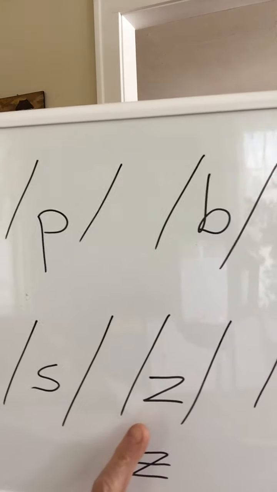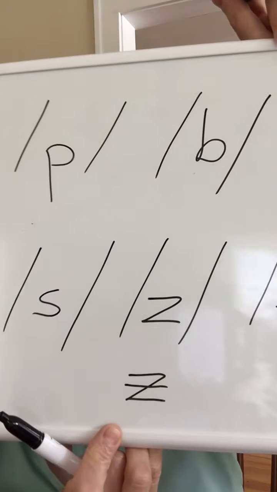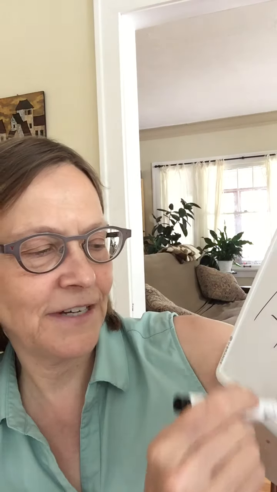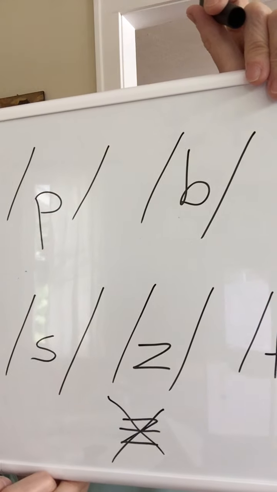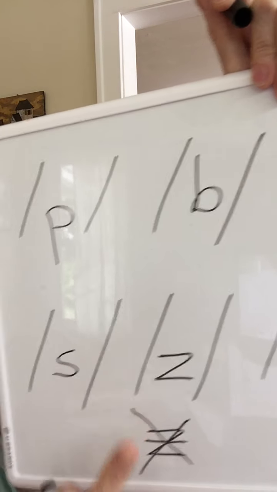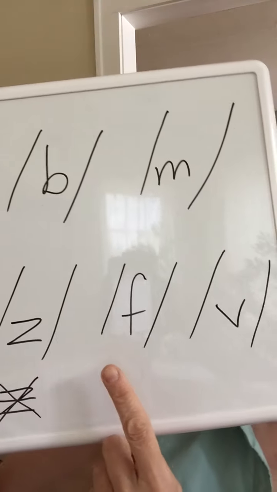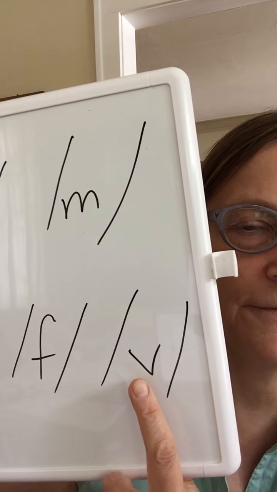This is z, z. And if you're like me, I make my Z's like this normally. This isn't right in phonetics. In phonetics, you have to be extremely careful. And this is z, all right? You cannot do that line through it. Sorry. This is f, f, and this is v, v.